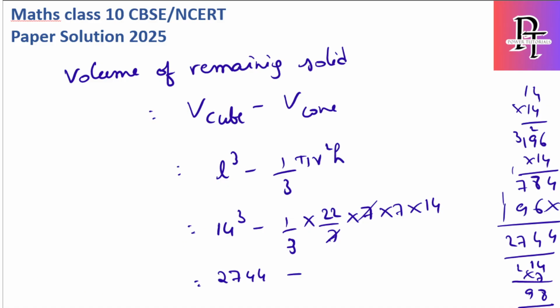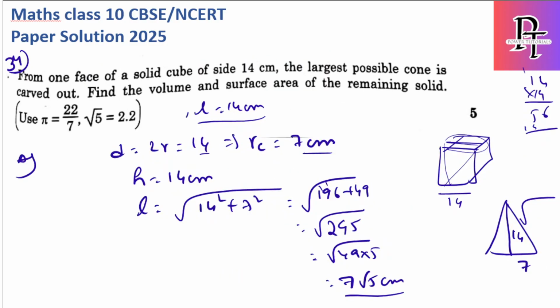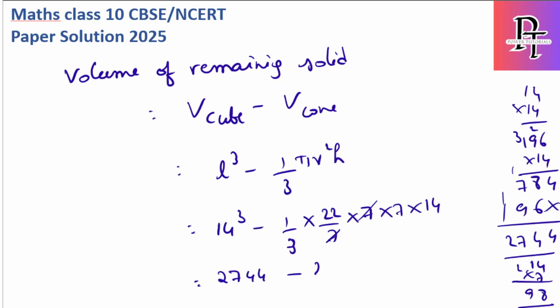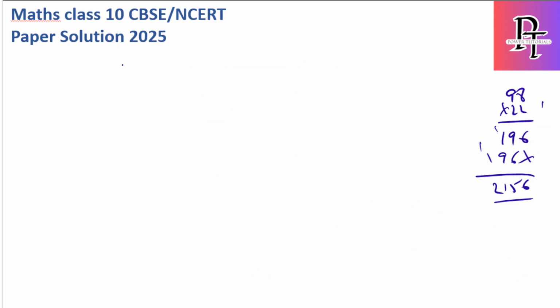We got it as 2156 by 3. So divided by 3, it comes to 718.66. It will be 2744 minus 718.66.